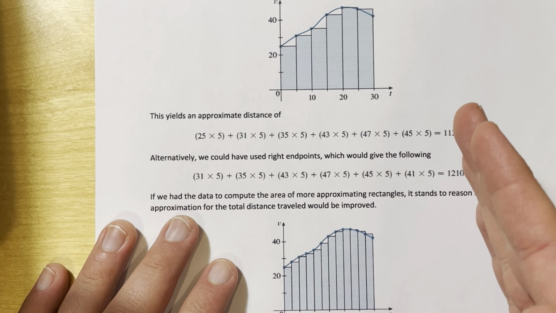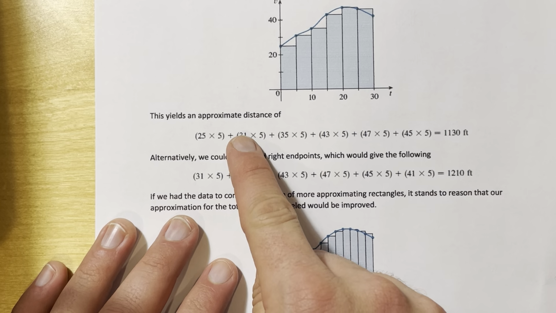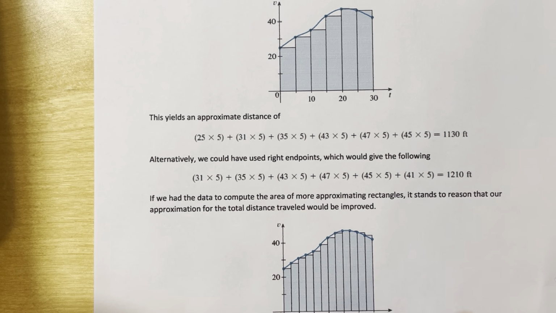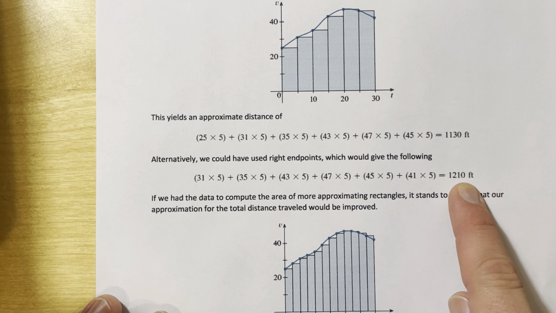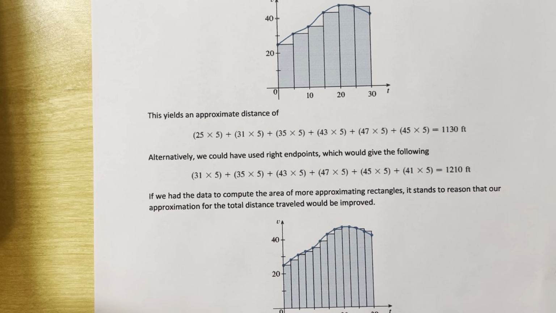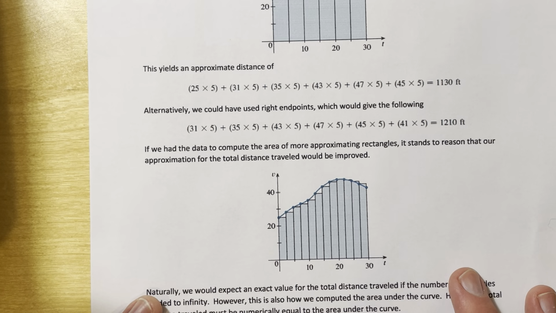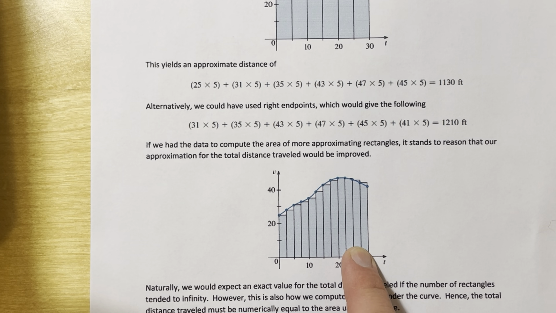If I used right endpoints instead of left endpoints, this 25 would become a 31, this 31 would become a 35, just because I'm using the right endpoint instead of the left. I could also get a different approximation using my right endpoint method and get 1,210 feet traveled. I could also, if I had more data available, more readings available, let's say we took our speedometer reading every second instead of every 5 seconds, I could get a lot more rectangles using that same approach.